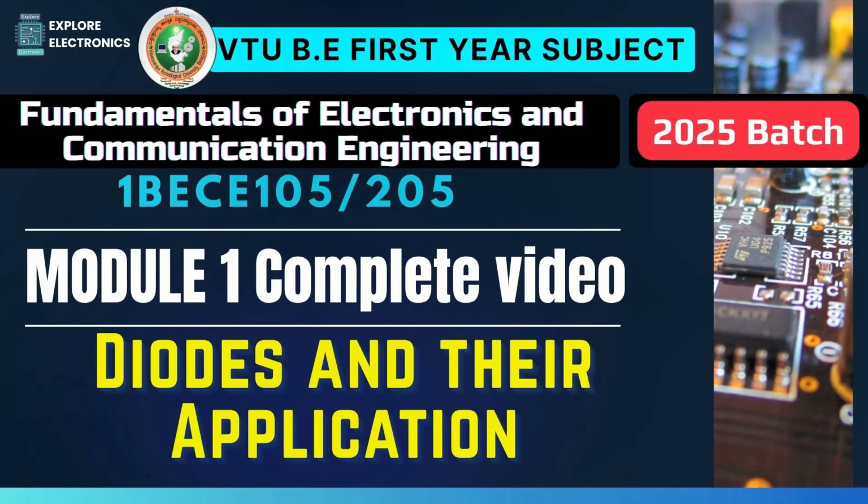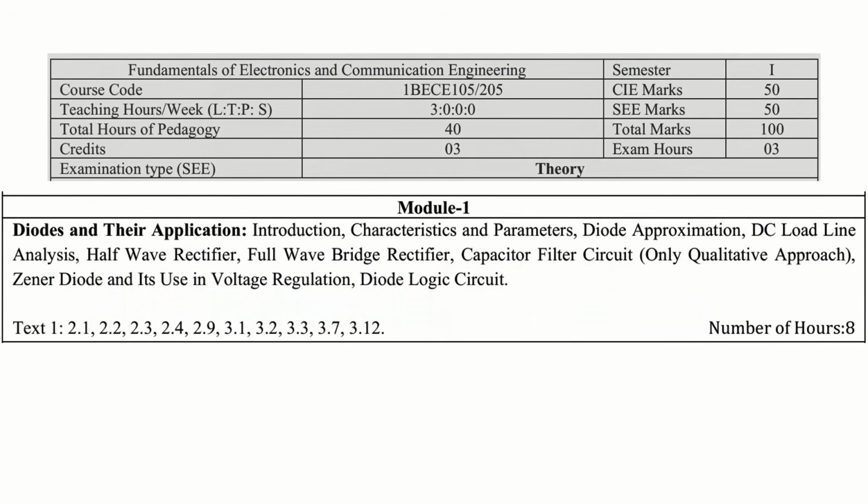In this video, let's understand Module 1 completely of the subject Fundamentals of Electronics and Communication Engineering with the code 1BECE105 part 205. So here we are going through diodes and their application. This is the first module syllabus.